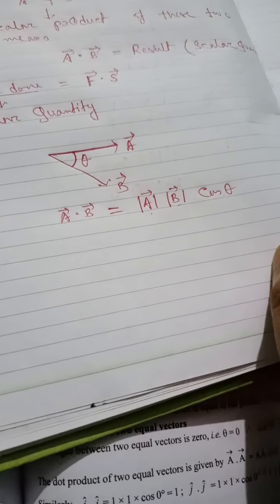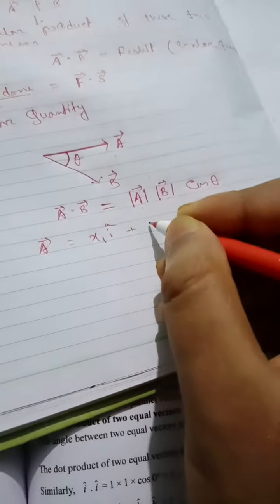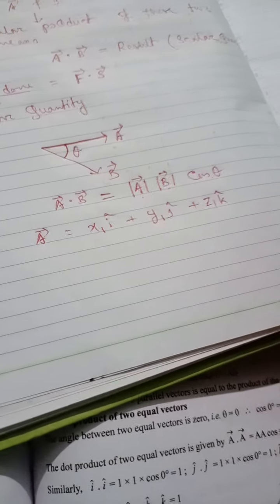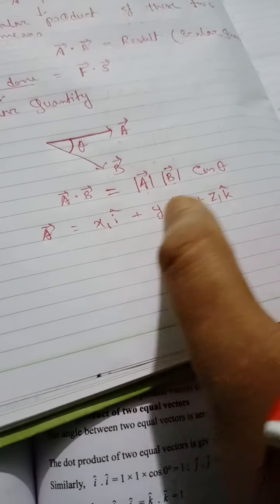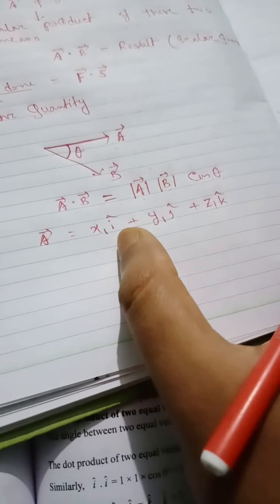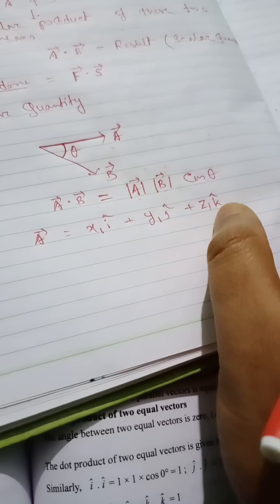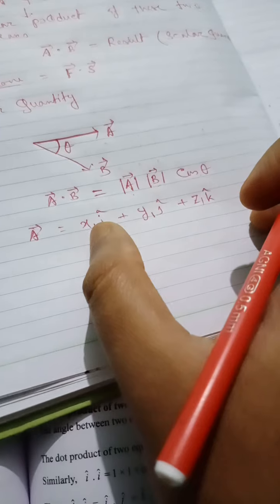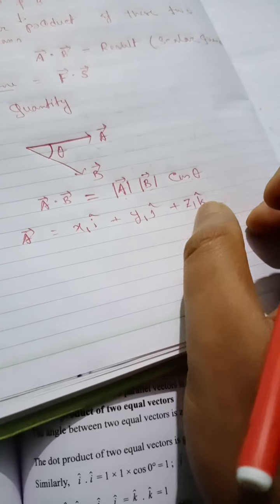Now we know that a vector quantity can be represented this way: vector A is equal to x1 i cap plus y1 j cap plus z1 k cap. I hope you know that. What are x1, y1, z1, and i cap, j cap, k cap? I cap is the unit vector along the x-axis, j cap is the unit vector along the y-axis, and k cap is the unit vector along the z-axis. So x1 is the magnitude of A along the x-axis, y1 along the y-axis, and z1 along the z-axis.